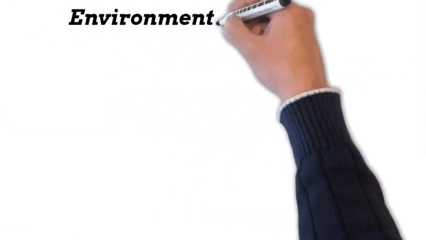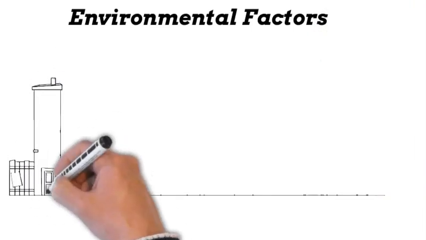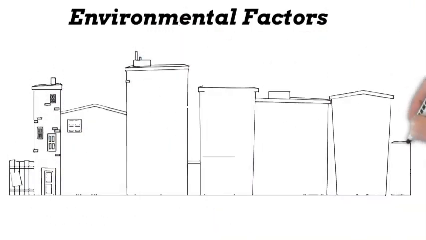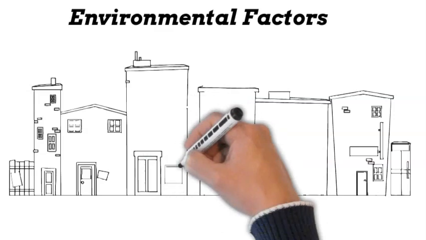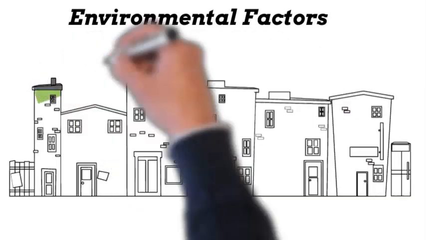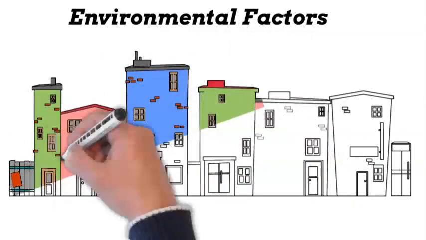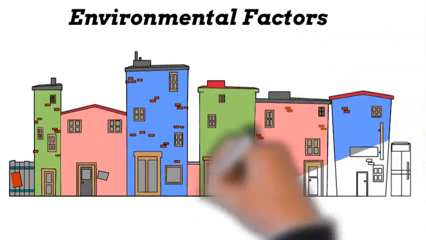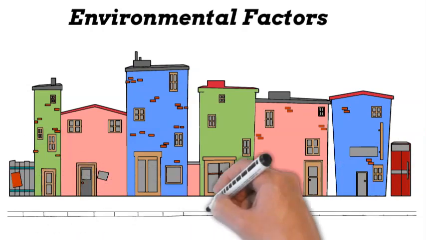Environmental factors. Availability and access to healthy food options. The accessibility of healthy foods can influence dietary choices and intake. Food deserts and food swamps. Areas with limited access to healthy food options or a preponderance of unhealthy options can affect dietary intake.